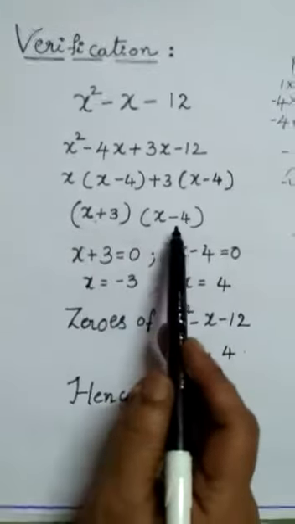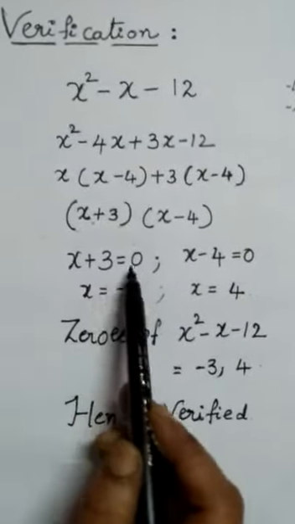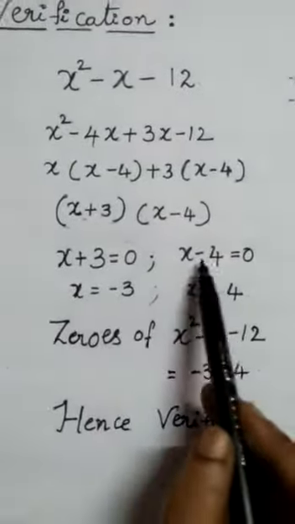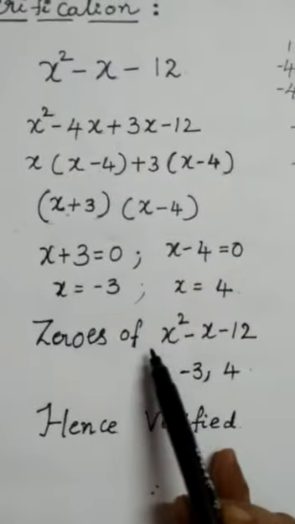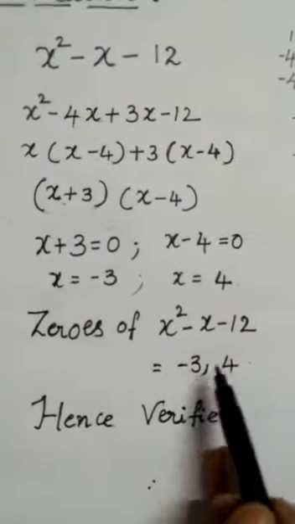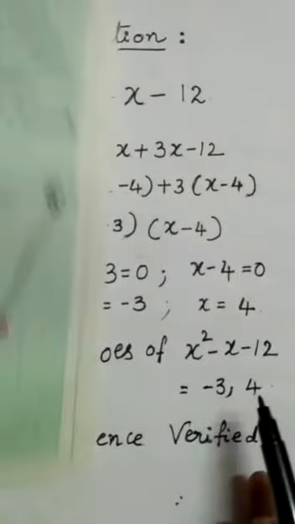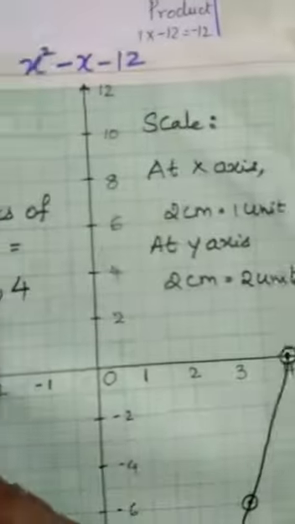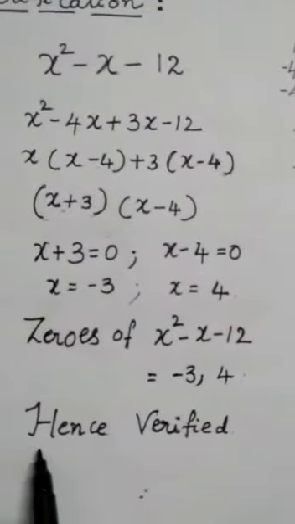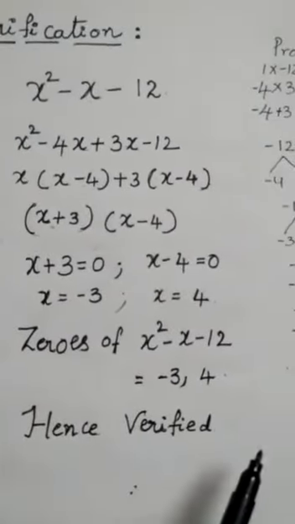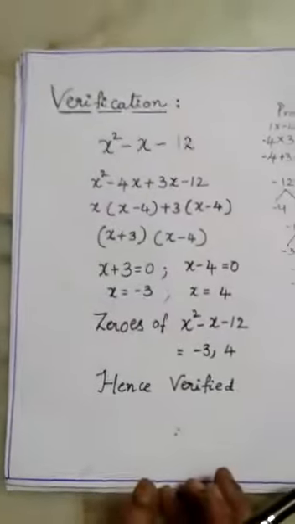To get the zeros of this polynomial, you have to equate the polynomial to 0. So x plus 3 is equal to 0, that means x is equal to minus 3. x minus 4 is equal to 0, that means x is equal to 4. So the zeros of x square minus x minus 12 are minus 3 and 4. Through the graph also we got minus 3 and 4, and here also algebraically we got minus 3 and 4, hence verified.